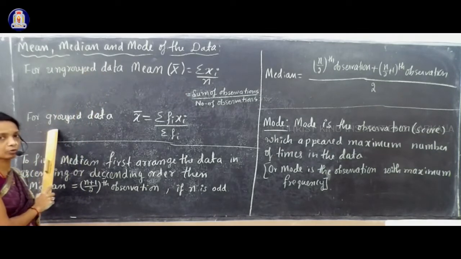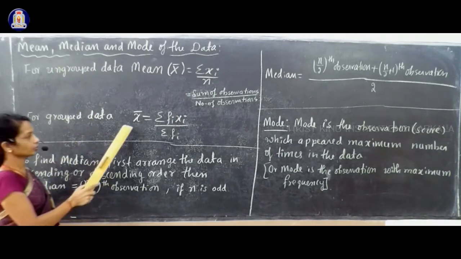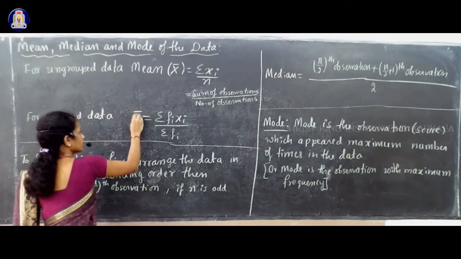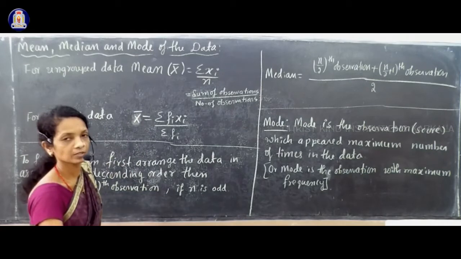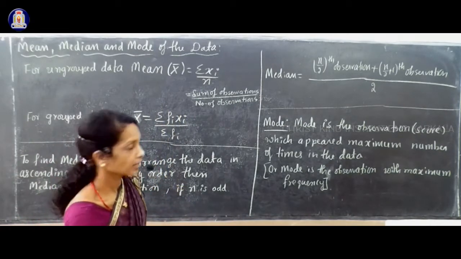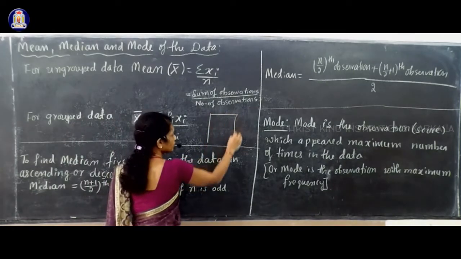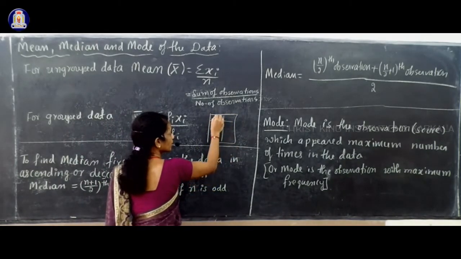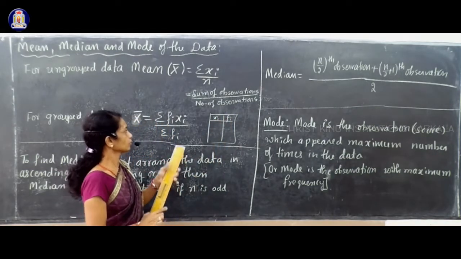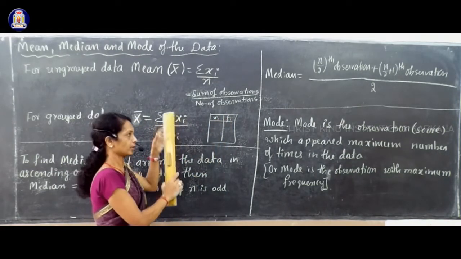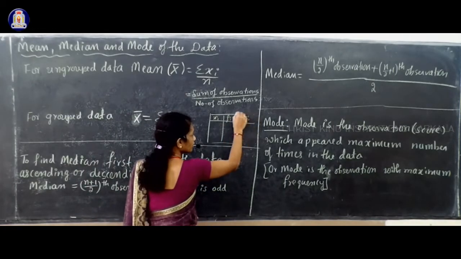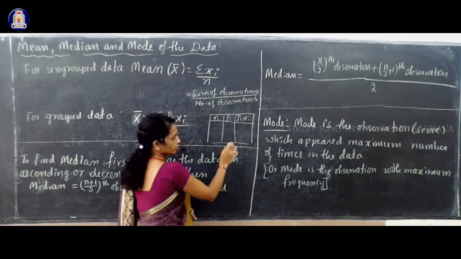Suppose you are given grouped data, then you have to use this formula: x bar is equal to sigma fi into xi divided by sigma fi. Suppose you are given data in table form, xi values and fi values. You have to make a fi into xi column, and the sum of these columns you have to take.